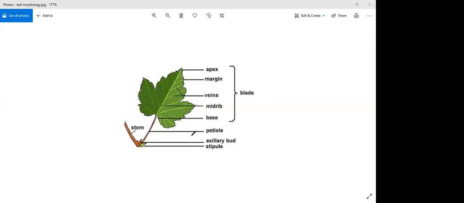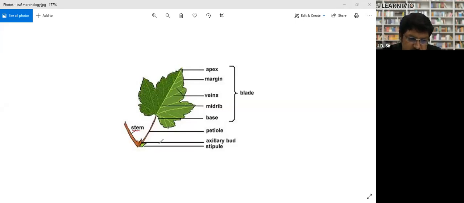Leaf morphology. So this is a stem. And look, the part which connects the leaf with the stem is called the petiole. Between the petiole and stem, there is a bud called the axillary bud. The axillary bud may modify into a flower or it may modify into a branch. So branches or flowers arise from the axillary bud. They remain at the axis of these two. That's why they are called axillary.